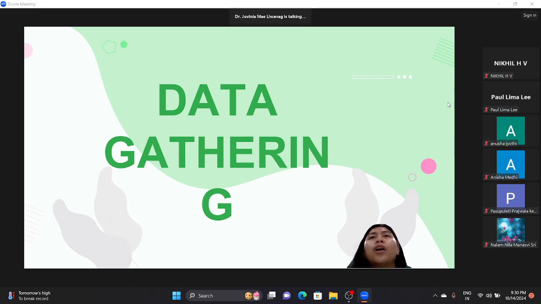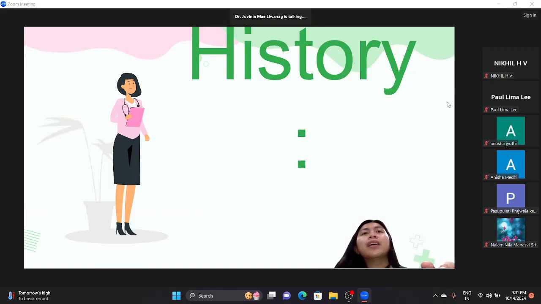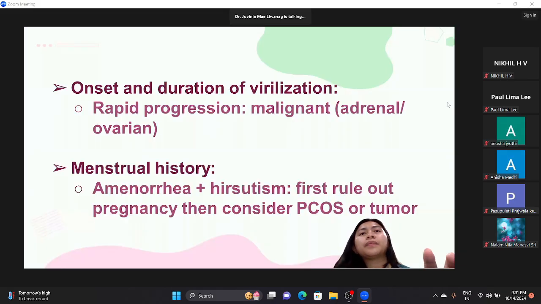of hirsutism and virilization. The one you will master is the data gathering. How do you get the proper information in order for you to properly assess the patient? Of course, history. In history, take note of the onset and duration of virilization. If it's rapid progression, most likely it's malignant.